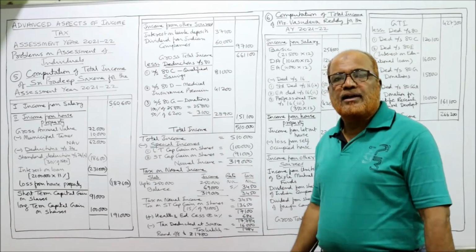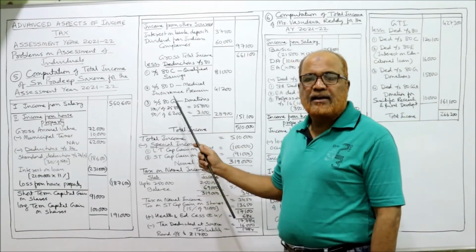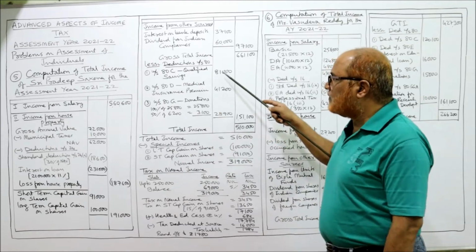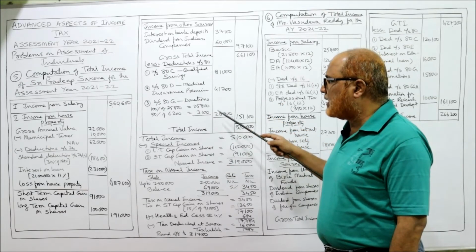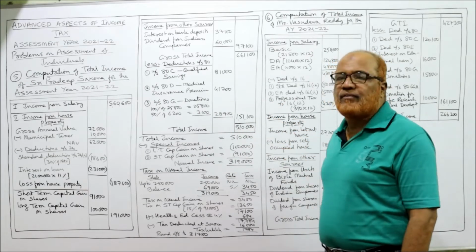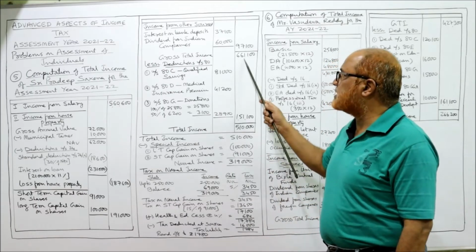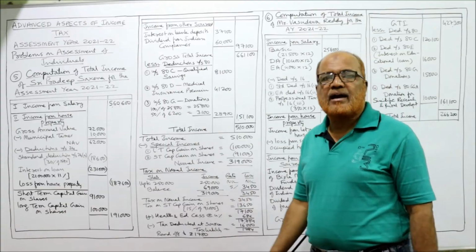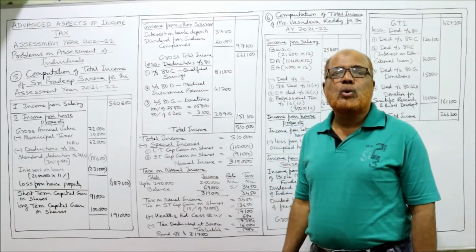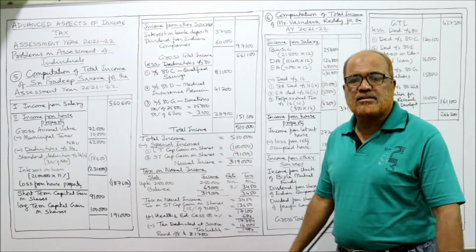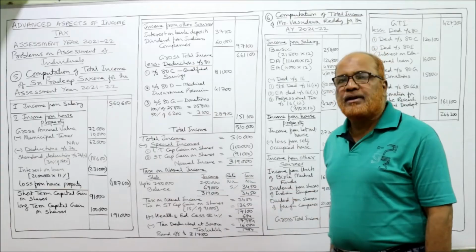We have taken all the deductions: 80C, 80D, 80G. Take the total of the deductions: 81,000 plus 41,200 plus 28,900, which is 1,51,100. Now deduct 1,51,100 from 6,61,100. 5,10,000 is the total income. That's it. So the first part, total income, we have completed.